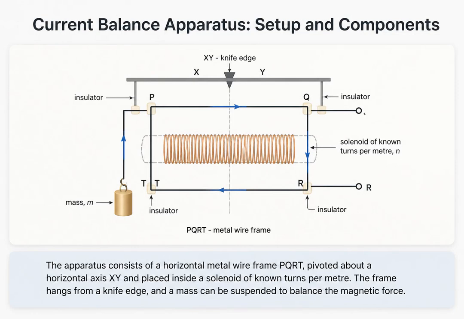The current balance apparatus has a specific design. It consists of a horizontal metal wire frame, labeled PQRT, that's pivoted about a horizontal axis called XY. This frame sits inside a solenoid with a known number of turns per meter. The frame is suspended from a knife edge, which acts as the pivot point. A mass can be hung from the frame to balance against the magnetic force that develops when current flows. This elegant setup allows us to measure the magnetic force by determining what mass is needed to restore equilibrium when the current is switched on.